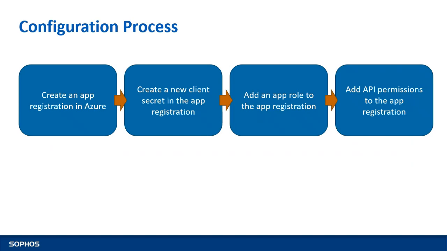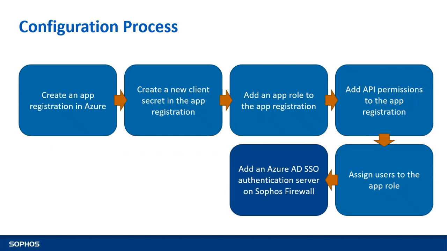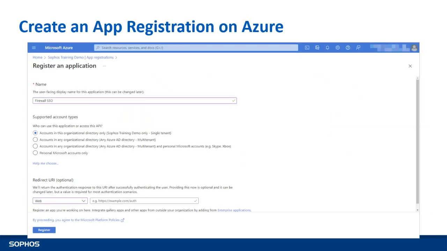Then add API permissions to the app registration. These are the permissions required for the firewall to authenticate the users. Then assign the users to the app role. On Sophos Firewall, add an Azure AD SSO authentication server. Select the Azure AD authentication service as an authentication resource for the administrators. And finally, add a redirect URI to the app registration on Azure so that users are redirected back to the firewall once they have authenticated.